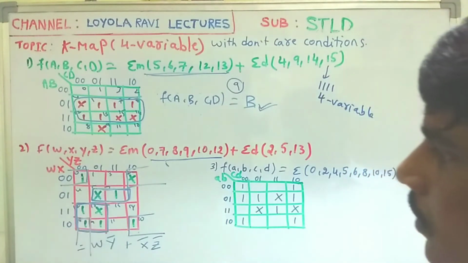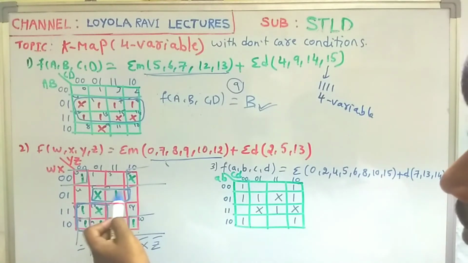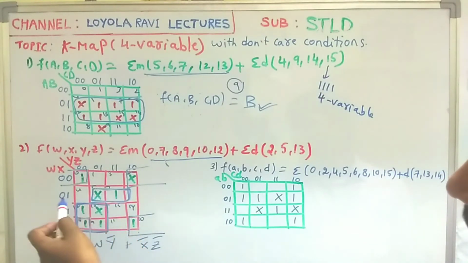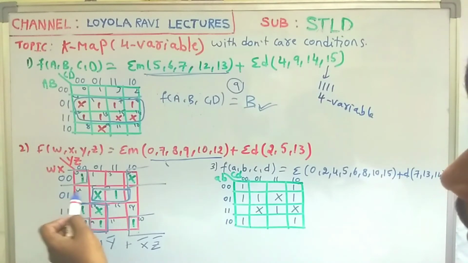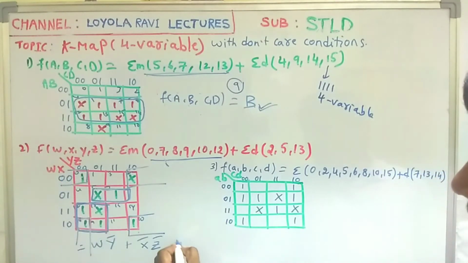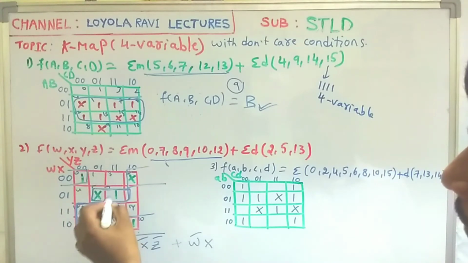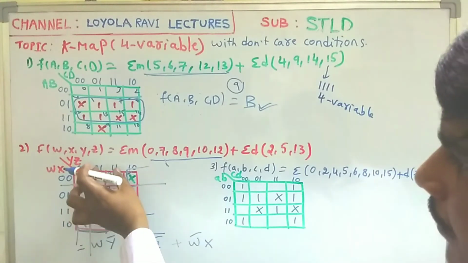Pair I am taking. Okay, why? Because we have to cover this. If I am taking this don't care as one, then there is a possibility for a pair. Horizontally 0 1, compulsory we have to take. 0 1 means w bar x plus w bar x, and vertically we have to check these two. Why? Because pair. These 2 columns we have to take.